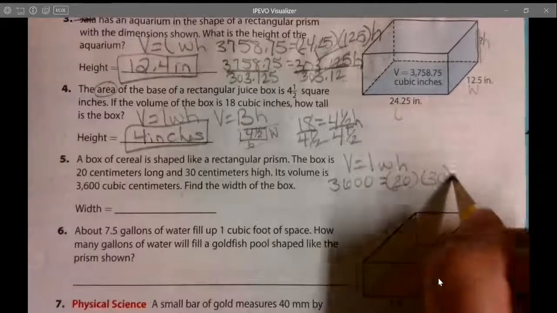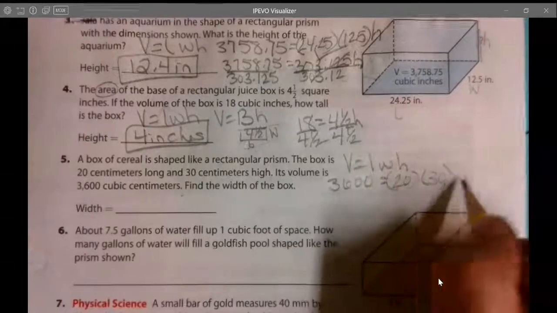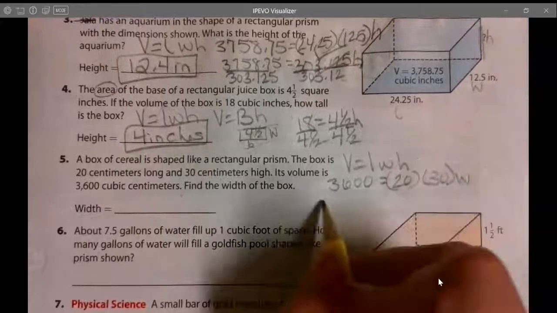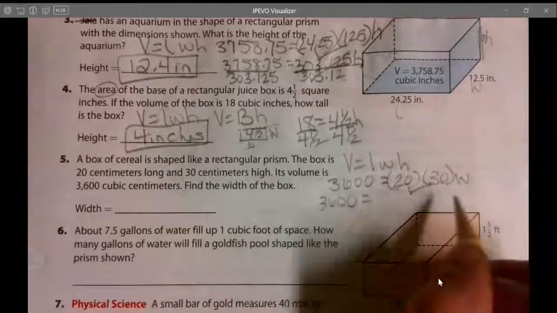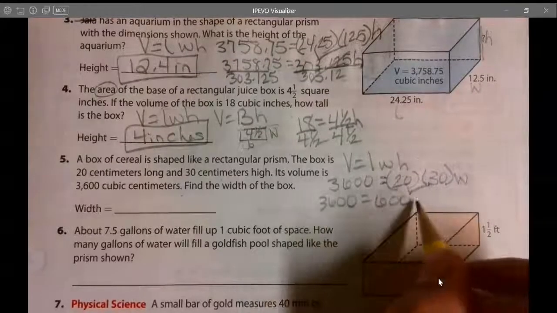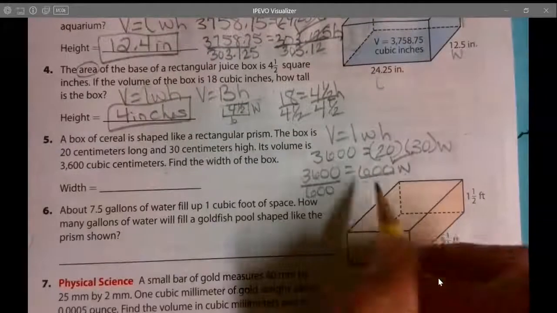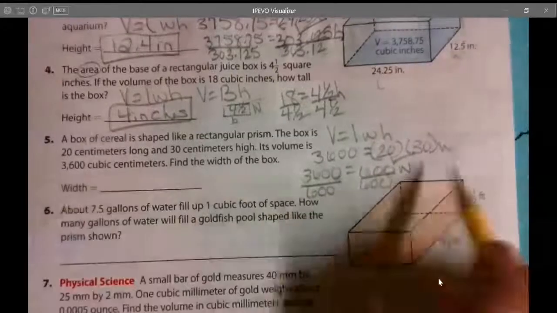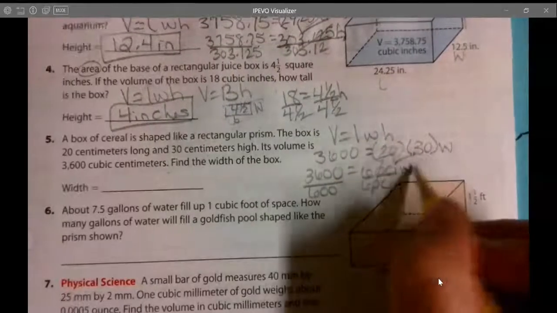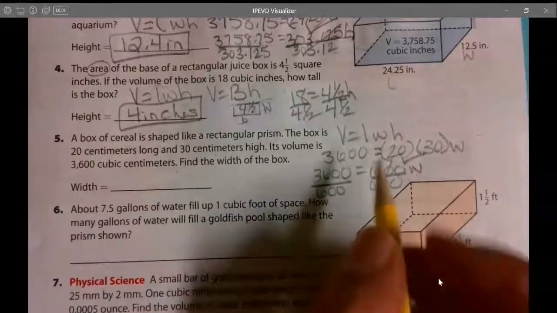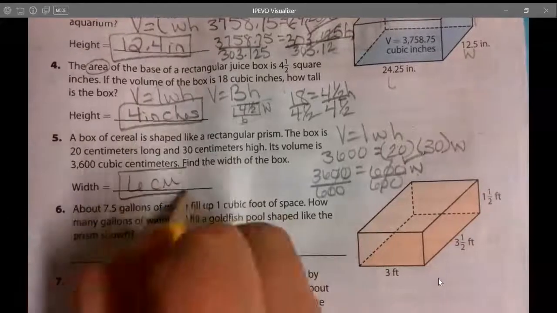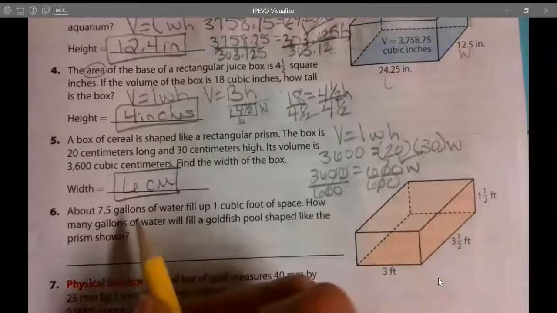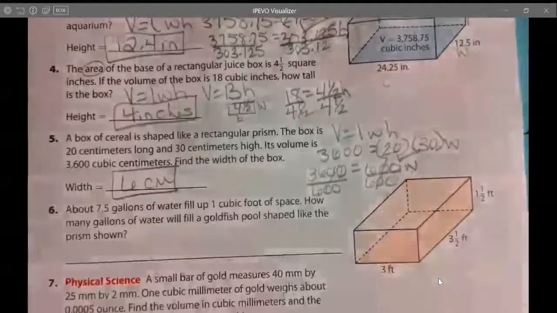Yes. So I'm going to go ahead and just write it out of order because I always want my variables at the end. Now, write my 3,600 and multiply these together. 20 times 30 is going to equal 600 times my width, and that's what I need to figure out. So I am going to divide both sides by 600, and that equal to 1 W is just your W. And then this is going to give me 6 centimeters. And again, it's not cubed, it's not squared because it is just one measure.